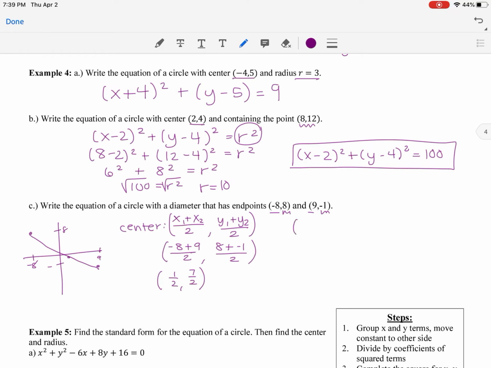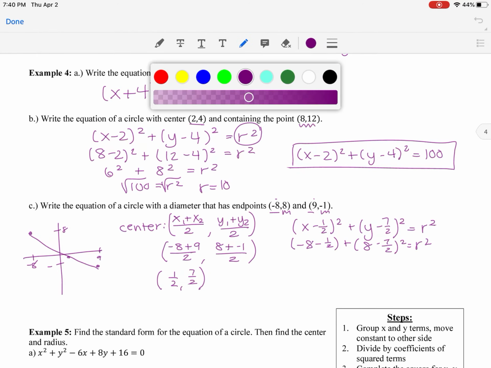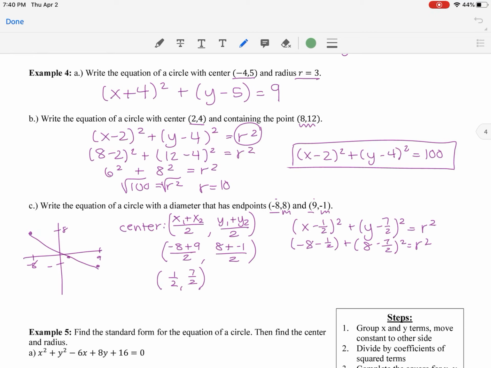So then to find the equation of the circle, let's do what we kind of did above. We'll have (x minus a half) squared plus (y minus 7 halves) squared equals r squared. I don't care which of these 2 points you choose, but choose one or the other and let's plug it in. So for example, if I did negative 8 minus a half plus positive 8 minus 7 halves, squared, equals r squared.